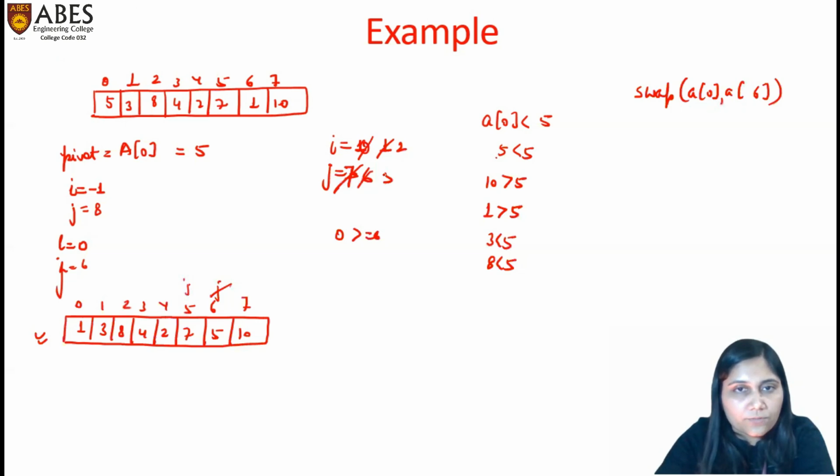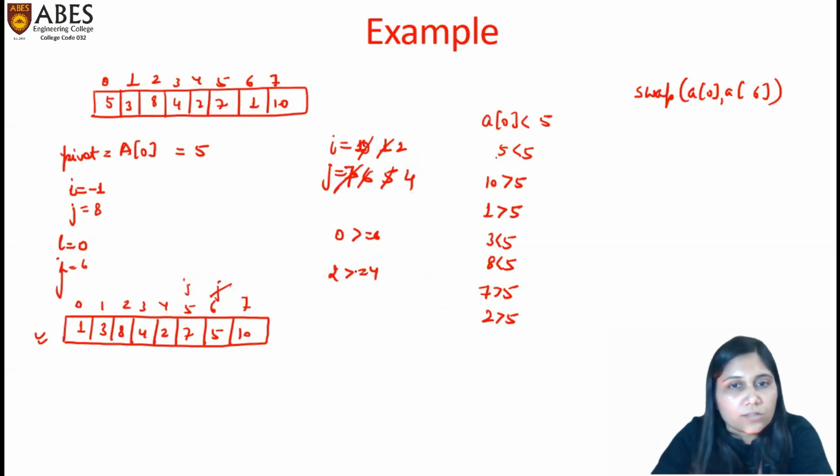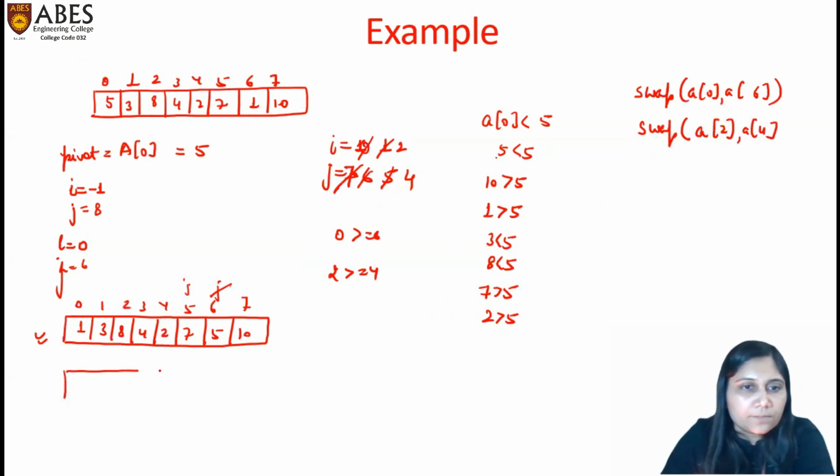j will become 5. So j at 5 is 7. 7 is greater than 5. Yes, the condition is true. Again, j will become 4. Here we go. 2 is greater than 5, the condition again becomes false. If it is false, then I'll come out of the loop. And you see that the value of i is 2, and 2 is greater than or equal to 4, the condition is false. If it is false, I have to swap A of 2 with A of 4. So just make the swapping.